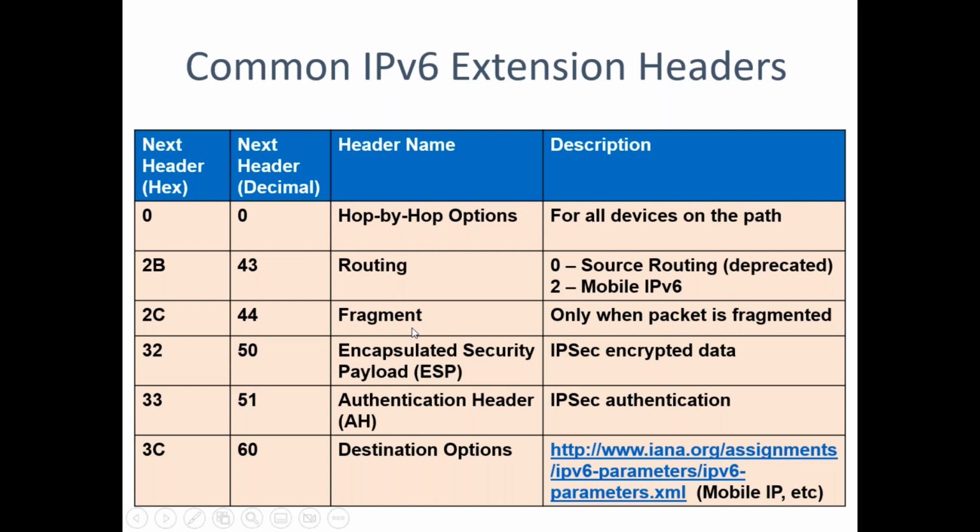The fragment header is quite interesting. In IPv4, fragmentation was done in the main header for IPv4 itself, and that is why you had IP ID and the fragment count.